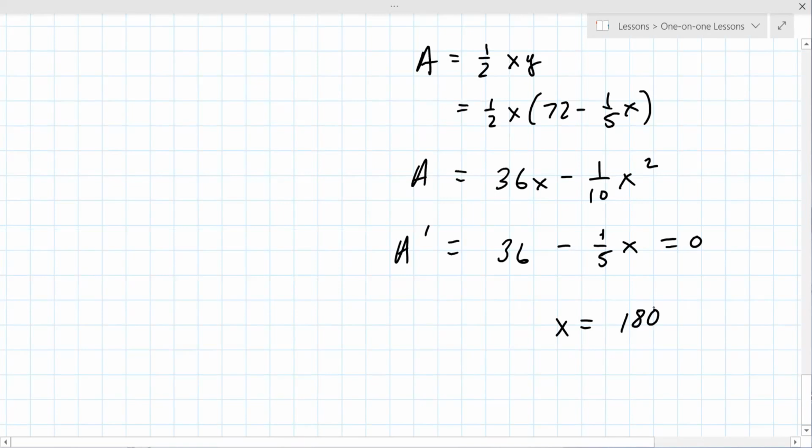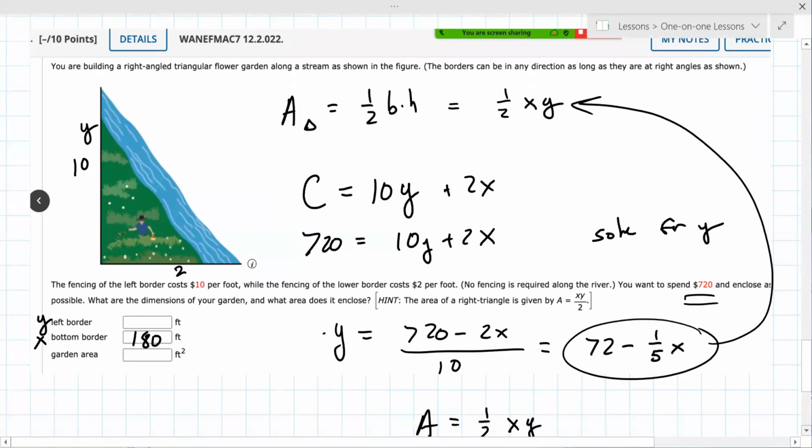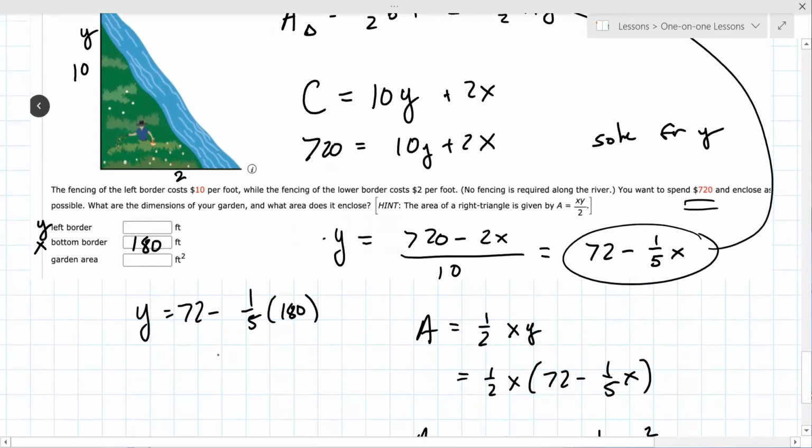Because there's only one critical point, you just assume that one's correct. So X is the bottom border. I need to keep labeling these. Y we get from this equation, or this one over here, both work, as long as we haven't made a mistake in the beginning. So Y is equal to 72 minus 1/5 of 180. 1/5 of 180 is 36. 72 minus 36 is 36.